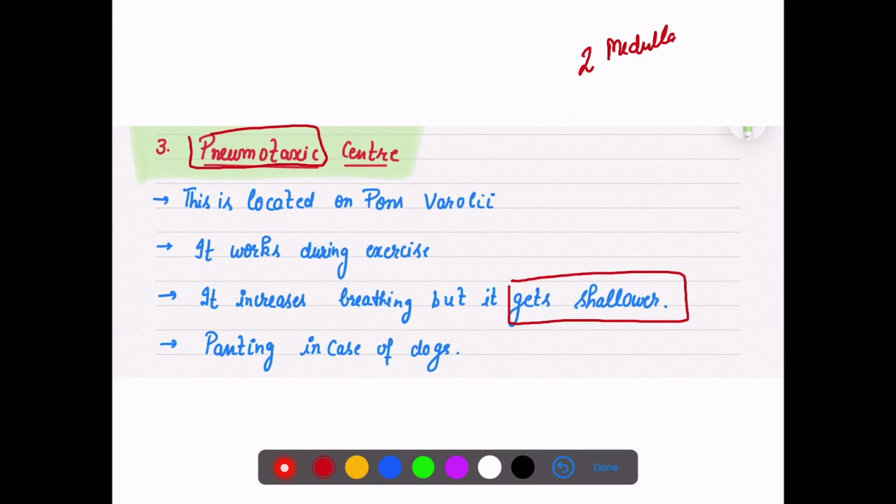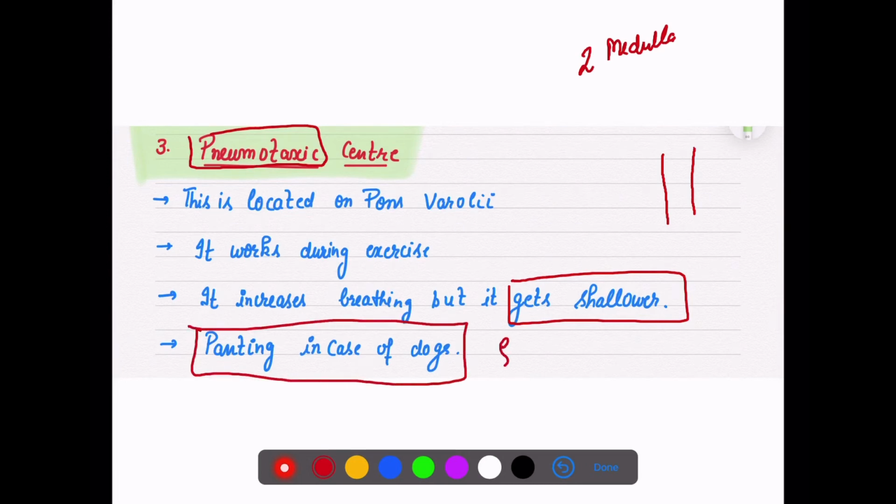Shallow means that the gap between the tubes becomes less and less, due to which breathing basically increases because of the contraction. As you can see in the pneumotaxic center, if I specifically want to give you an example, have you seen the dogs in the summers, especially in the summers?